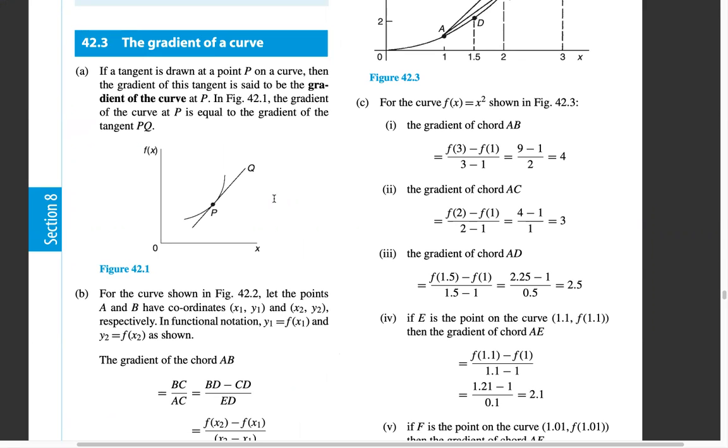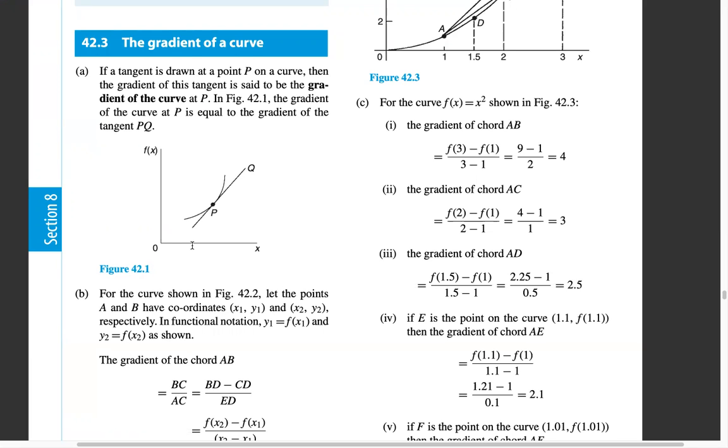And that's the thing. With a curve, the gradient changes all the time, because the tangent line is changing all the time, right? You draw a curve, you see here this diagram, figure 42.1. This is a point P. A tangent to a curve at a point is a straight line that only touches the curve at the point. If you take a point slightly higher up here, you get a different tangent and therefore a different slope and therefore a different gradient. So the gradient is changing.